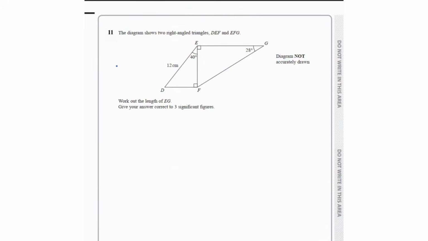Pythagoras is used when you are just dealing with lengths, like they haven't mentioned an angle in that case. SOHCAHTOA comes when they've given an angle. Over here, you can see that they've given us an angle of 40 degrees, which means we will be using SOHCAHTOA.